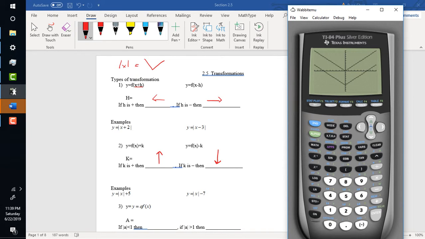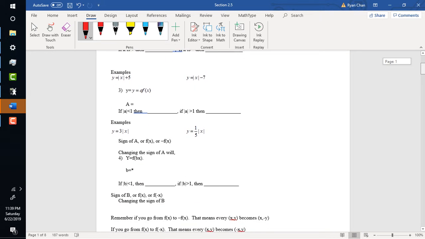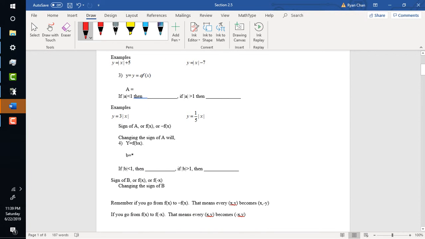Your graphing calculator is very useful in helping you with that. So adding and subtracting does what's called shifts. They either shift up, down, left, or right if I'm adding and subtracting things. Let's talk about what happens if I multiply or divide by something. So we're going to talk about number 3 and number 4.